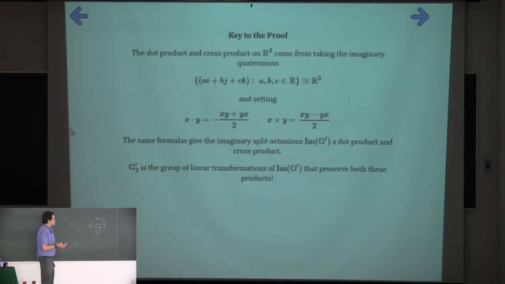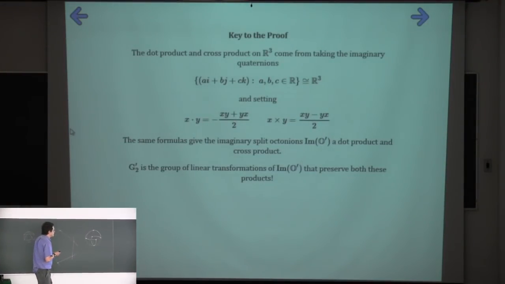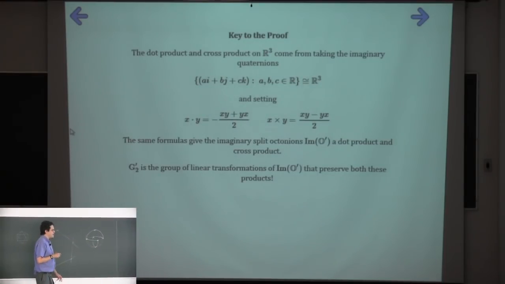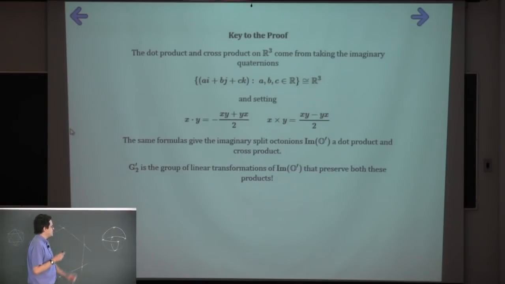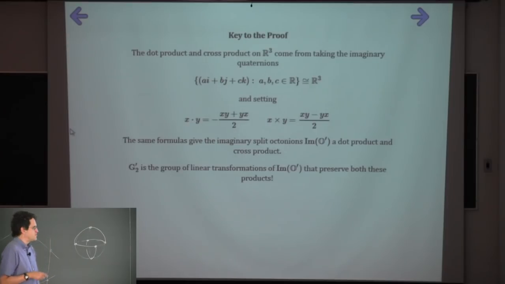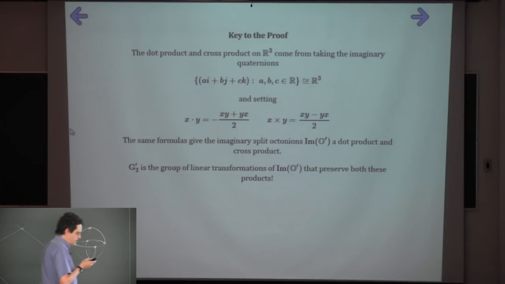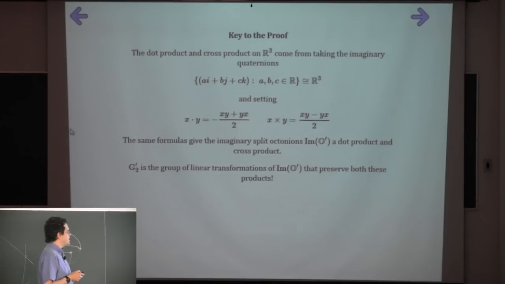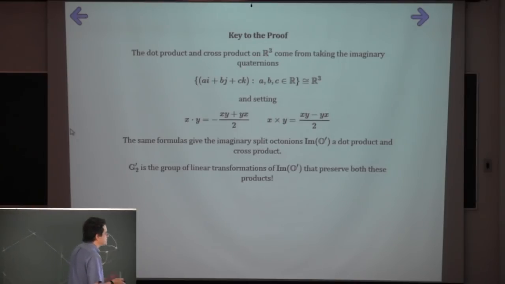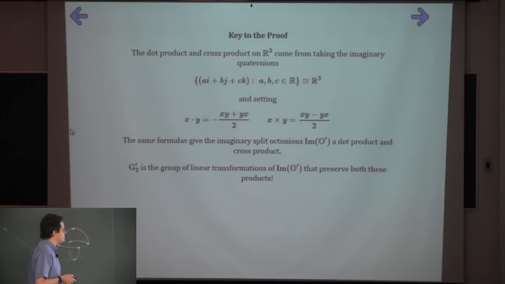So to prove that this actually works, I've made a lot of claims here without any proof. I'm not really going to give a proof. You'll probably be relieved to know, because the proof is a little bit complicated, but there are ideas in the proof that are very nice. So one basic idea is that the dot product and cross product on R3 really come from thinking of R3 as the imaginary quaternions and using quaternion multiplication.